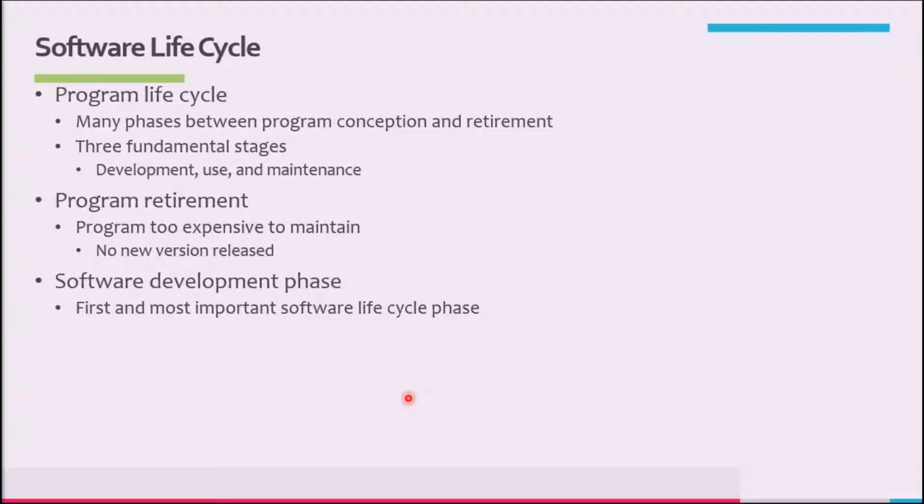When a program is considered too expensive to maintain, the developer might decide to retire the program, and no new version of the program will be released. The software development phase is the first and perhaps most important phase of the software life cycle. A program that is well developed will be easy and less expensive to maintain.